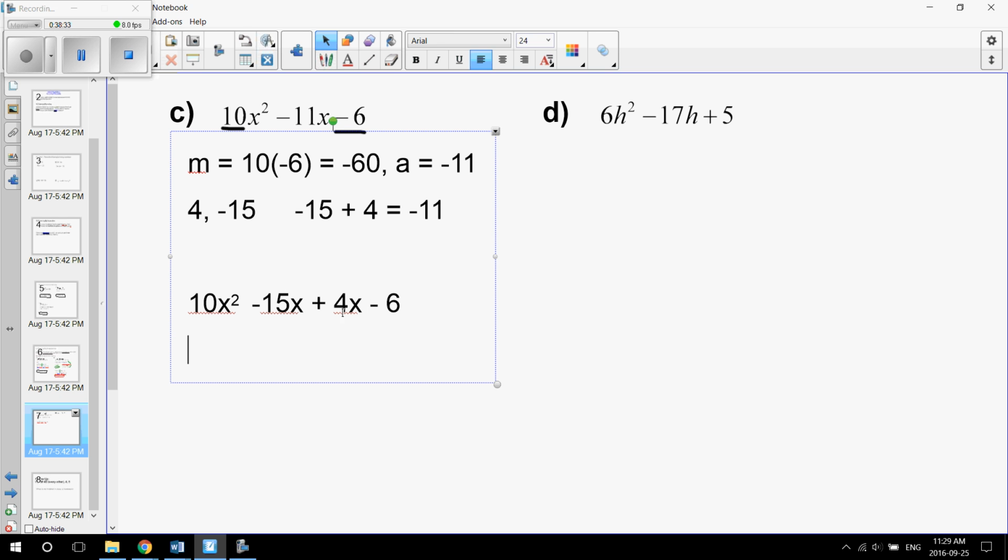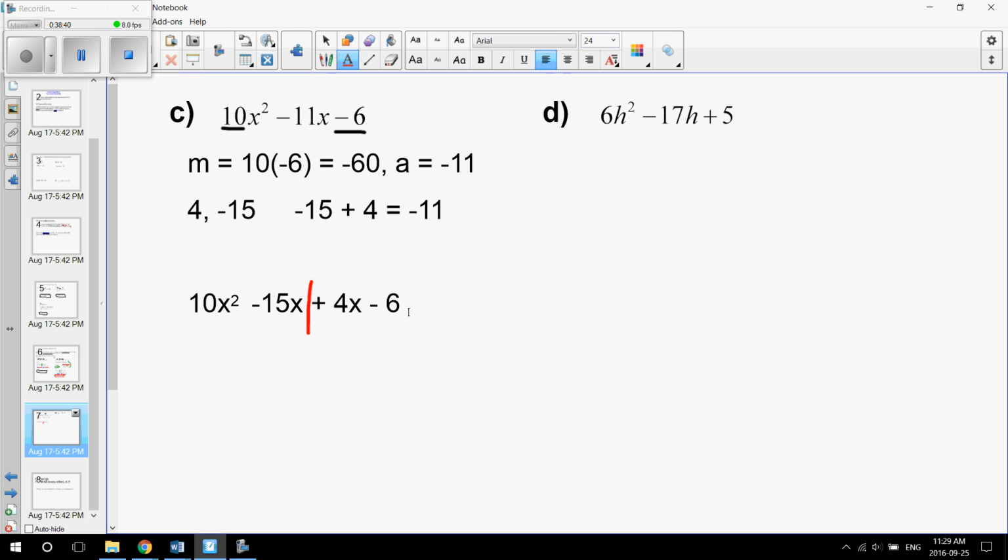Now that we have those two numbers in instead of our middle number, remember that we break it in half and take a look at what we can common factor out of both of those pieces. So we have a 10x squared and a negative 15. So we can take out a 5 out of both of those, and we can take an x out of both of those. So when we divide that out, 10x squared divided by 5x, we're just left with a 2x. And negative 15x divided by 5x leaves us with a negative 3.